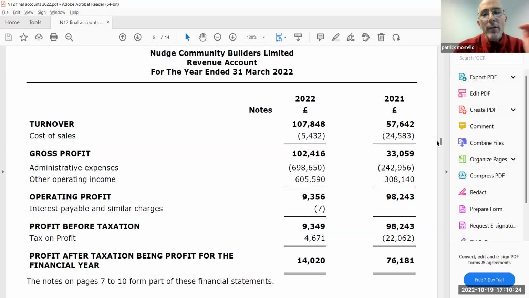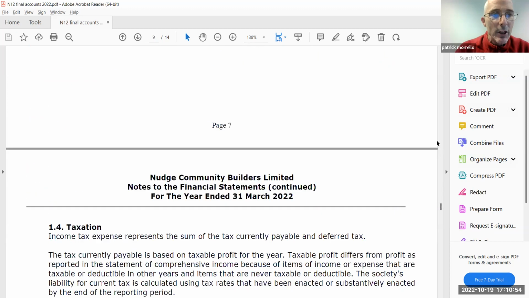So this is the summary page of the revenue account, and you can see the headline figures there. So there's turnover, which is basically sales, and that includes rental income from the various properties. And then you've got administrative expenses, which is pretty much all the expenses, and other operating income, which is mainly grants. And this page has much more detail on the last page, which is called the detailed revenue account. So I'll skip down to that, which will show you more detail.